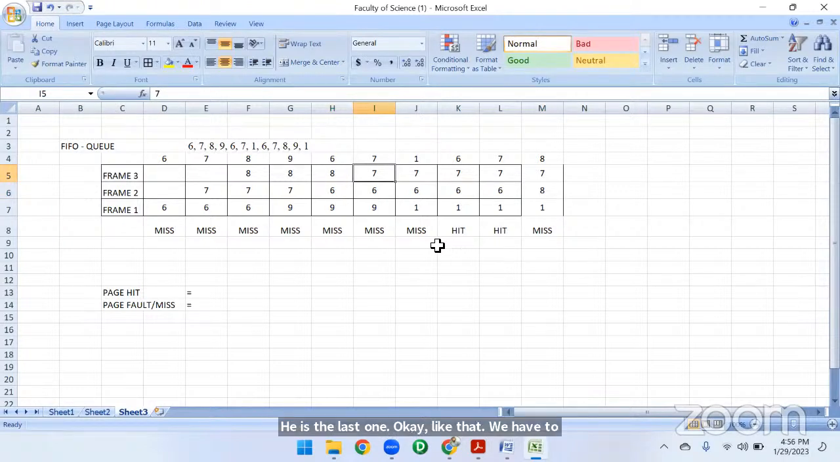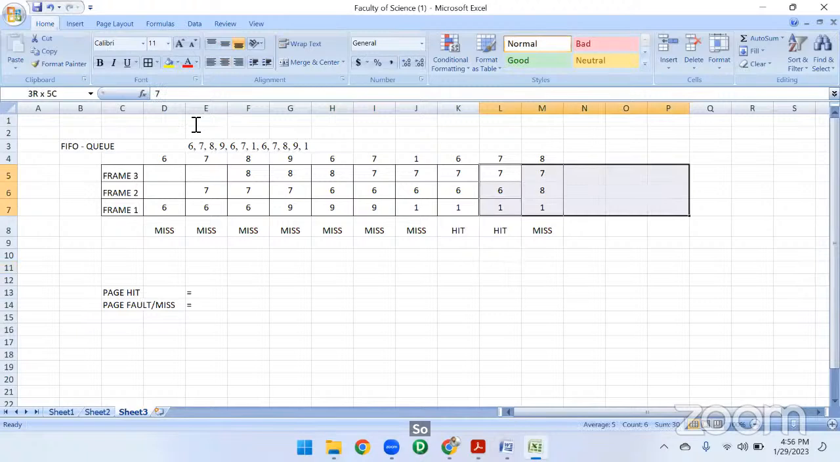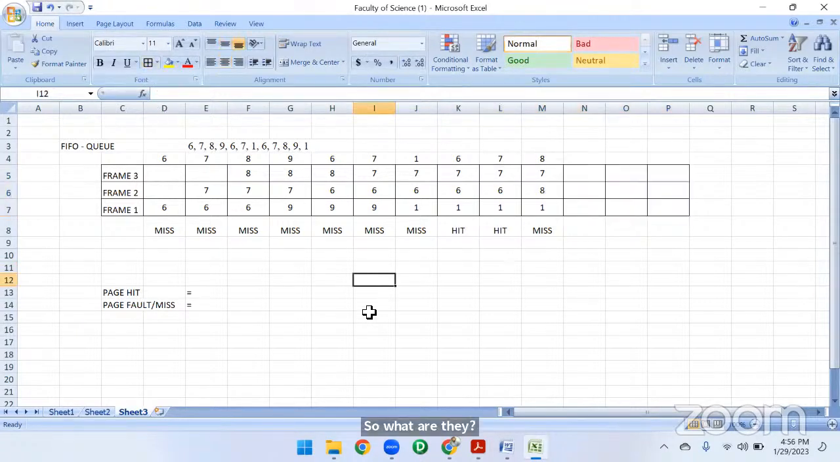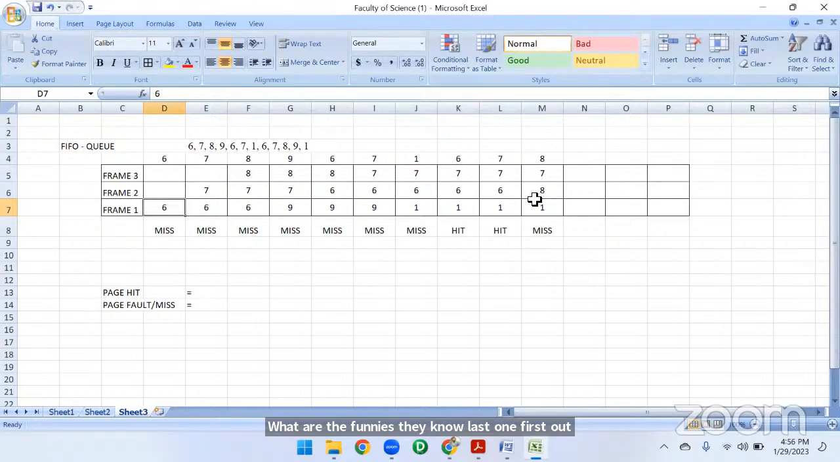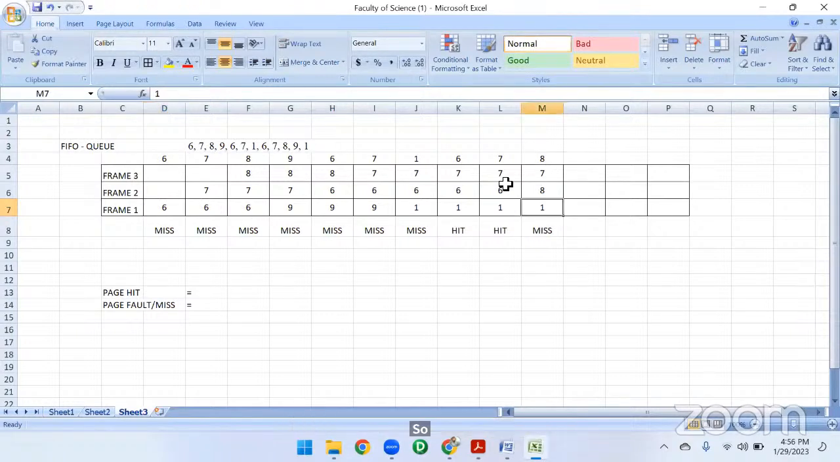Are you able to understand? So what is there in first in? It must stay. First out means what is there? One is there, no. Last one, first out. First in, 6 is there. First out, 1 is there. So out, 1 is first out. In this way we have to mention it here.